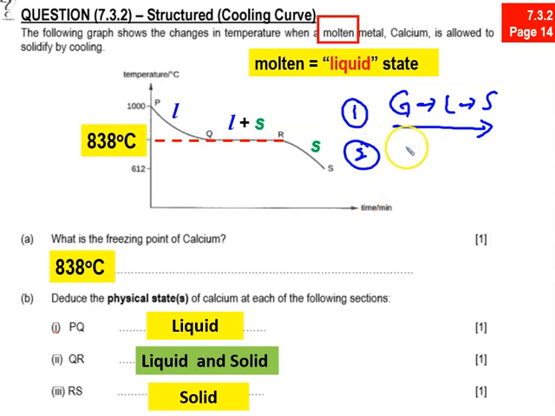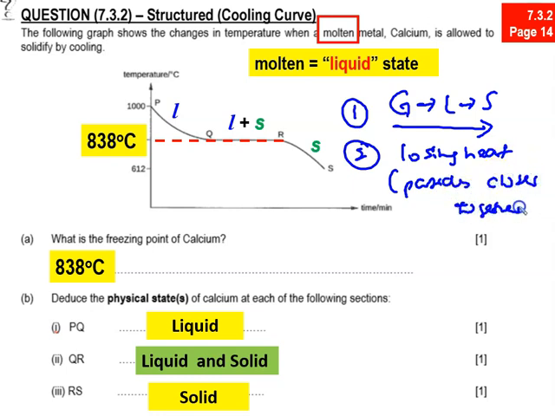Second thing, the cooling curve is when the substance is losing heat. Now, when the substance is losing heat, the particles are becoming closer together. That is why they become from gas to liquid to solid.